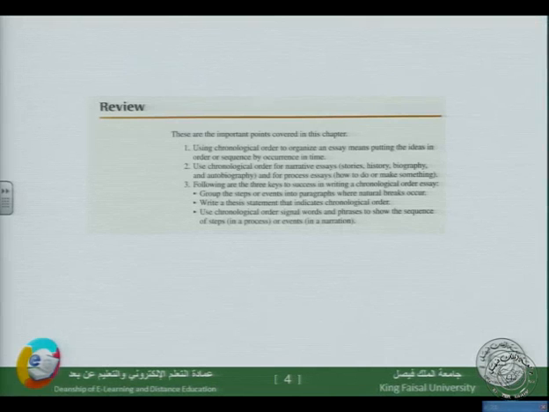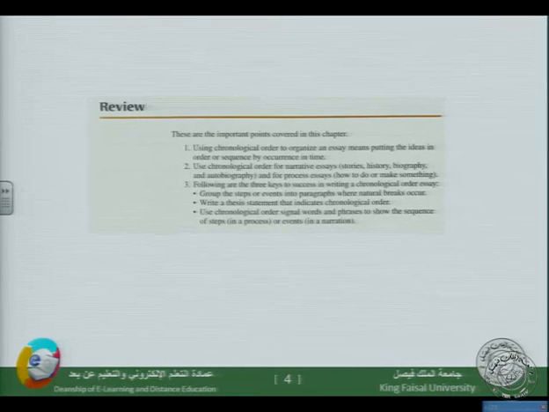First of all, let us start with our process essay, and here is a review for us as it's mentioned in your textbooks, and here are some of the important points that we covered in the last class. The first one, using chronological order to organize an essay means putting the ideas in order or sequence by occurrence in time. Second point, use chronological order for narrative essays like stories, histories, biographies, and autobiography, and for process essays, how to make or how to do something, okay?